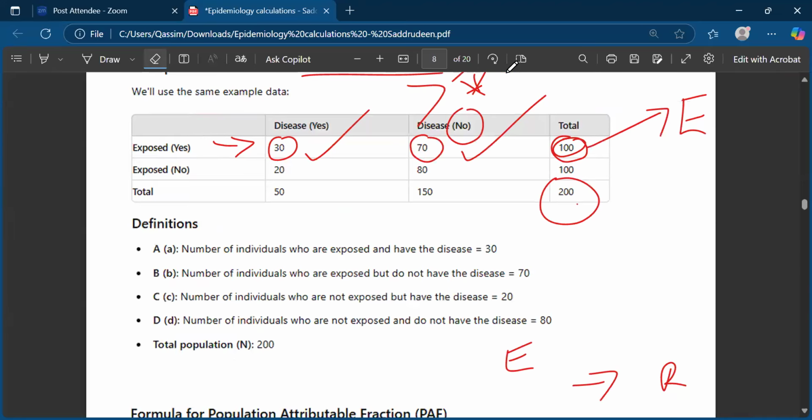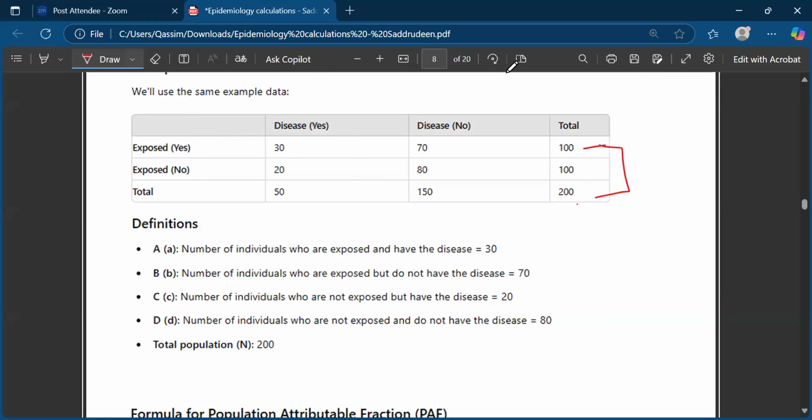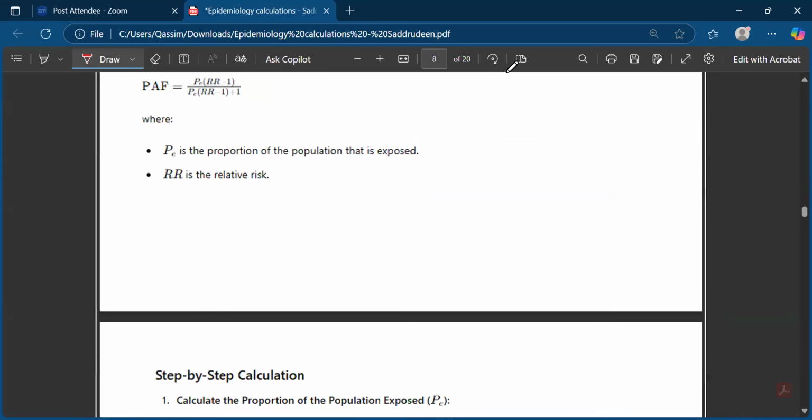So let me clean it up. How do we calculate the proportion of the exposed? Basically 100 over 200. That is the proportion of the exposed individuals. We multiply by the relative risk. The relative risk, we just do 30 over 100 divided by 20 over 100. Then we do the same thing: numerator, denominator, plus 1. Let us look at how they did it.